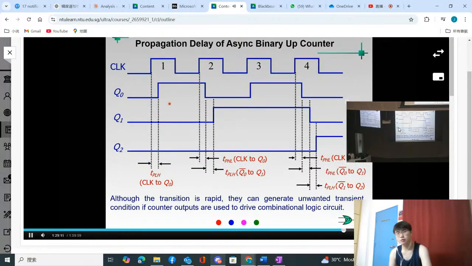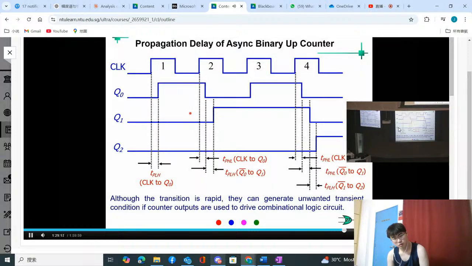Because this counting can actually be a shorter time. This counting is a shorter time. And from here, you can see this is a longer time. So when you have this problem, you realize that your counting sequence period might not be able to count effectively, although the transition is rapid. The transition is rapid, meaning it can be very short because we are looking at nanoseconds. But this nanosecond can generate unwanted transition conditions if the counter outputs are used to drive combinational logic circuits.